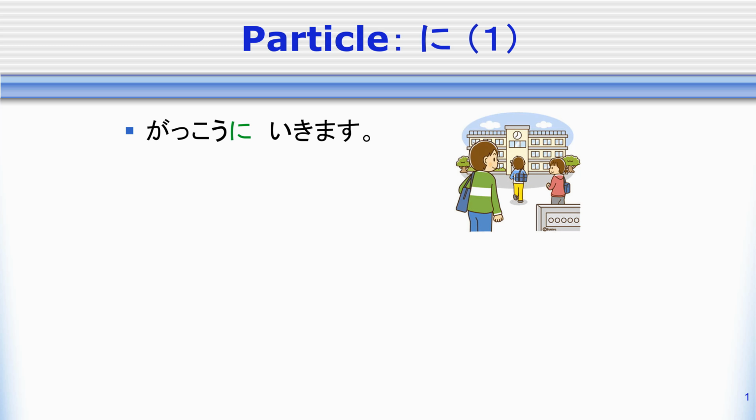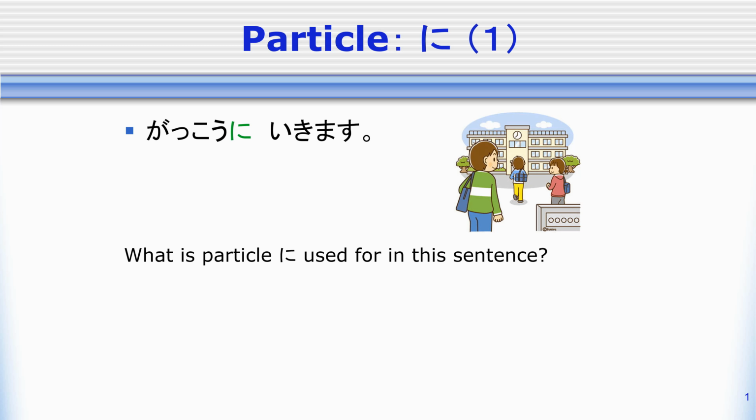Using the particle ni, we can make sentences like 学校に行きます。What do you think the particle ni? So 学校 is the school. 行きます is to go. What do you think the particle ni is being used for here? That's right. Particle ni shows us the destination where we are going. It shows us the place we're going to. So I go to school.